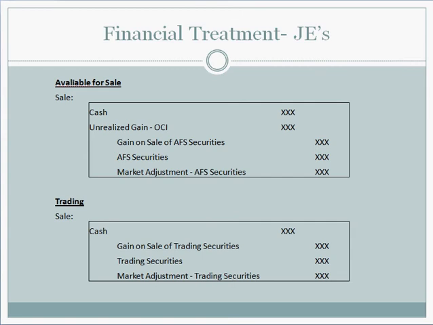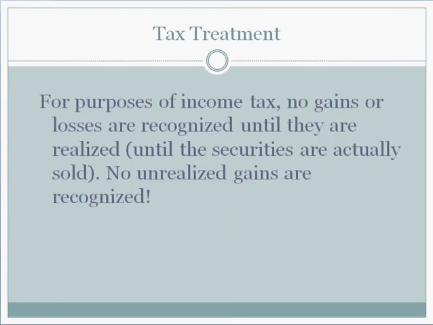To record the sale of a trading security, you debit cash and credit gain on sale of trading securities, and the market adjustment account. Now let's move right along to the tax treatment of investments in marketable securities. For purposes of income tax, no gains or losses are recognized until they are realized. No unrealized gains are recognized.